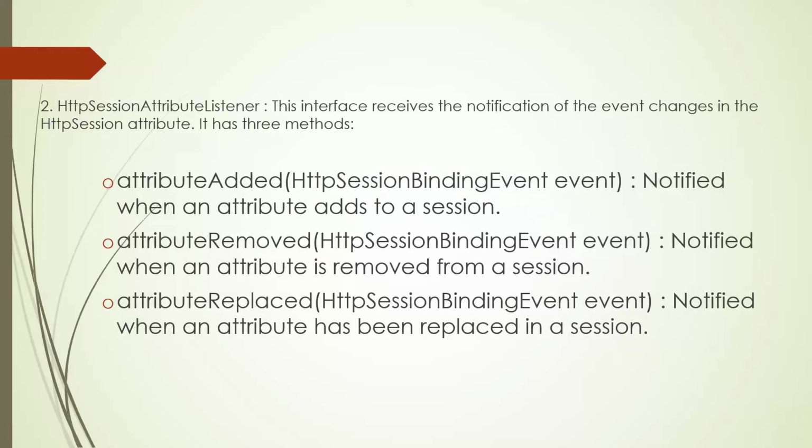The second one, HttpSessionAttributeListener. This interface receives notification of changes in the HTTP session attributes. It has three methods. First one is attributeAdded, notified when an attribute is added to a session. Second one is attributeRemoved, notified when an attribute is removed from a session. Third one is attributeReplaced, notified when an attribute has been replaced in a session.